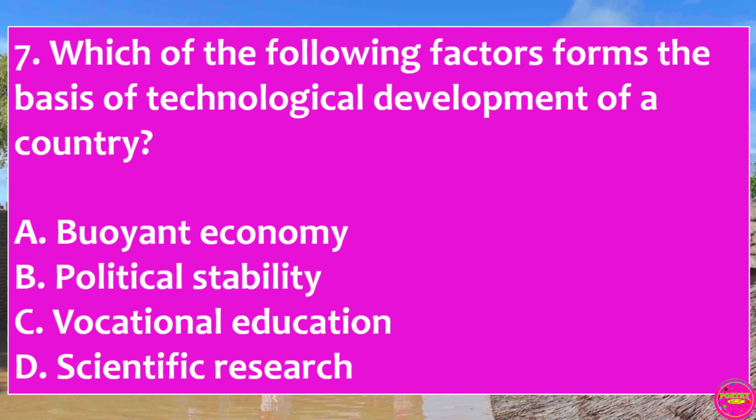Question 7. Which of the following factors forms the basics of technological advancement of a country? A. Buoyant economy. B. Political stability. C. Vocational education. D. Scientific research. The correct answer to this question is D. Scientific research.